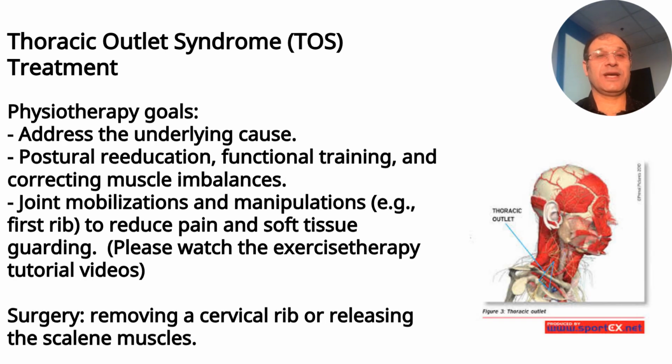Treatment of thoracic outlet syndrome. Physiotherapy goals include addressing the underlying cause, focusing on postural re-education, functional training, and correcting muscle imbalances. Use joint mobilizations and manipulations to reduce pain and abnormal soft tissue tension. Surgical treatment may include removing a cervical rib or releasing the scalene muscles.